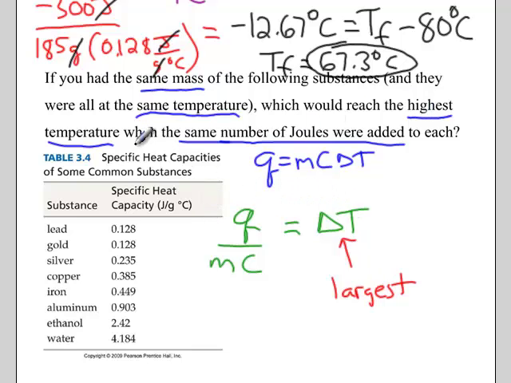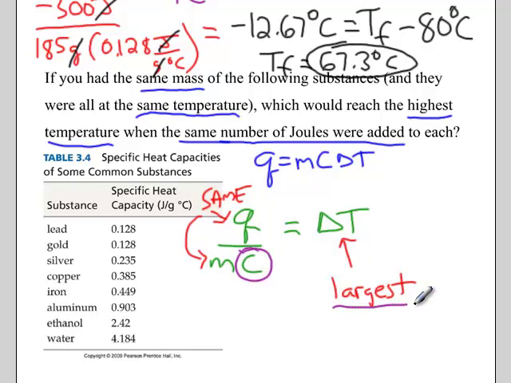Now, each one of these had the same number of joules added to it. So that means the Q is the same for each of these. We also have the same mass. So Q is the same and m is the same. The only thing that changes when you switch from lead to gold to silver is the heat capacity C. And notice C is in the denominator of this equation.